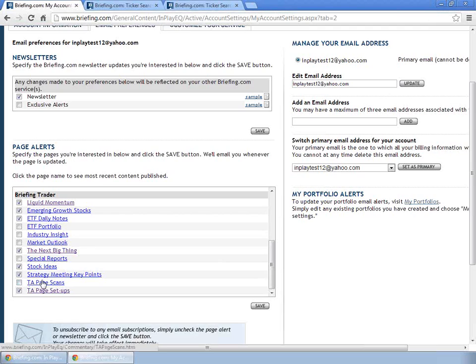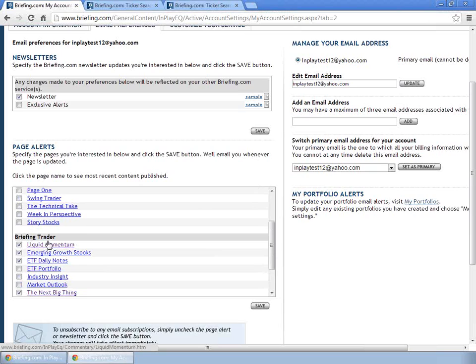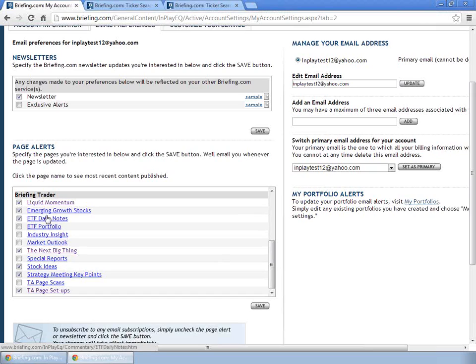The TA page scans are updated every day, pretty much within an hour of the close each day. So I wouldn't recommend setting up that email alert unless you just want to have it emailed every day. But some of these reports: liquid momentum is updated 2 to 3 times a week, emerging growth 2 to 3 times a week, ETF daily notes is updated every day going into the market open. So it might vary 20, 30 minutes. If you want to know exactly when that report hits, because it will pertain to trading action that day, you might want to have that set up as an email.